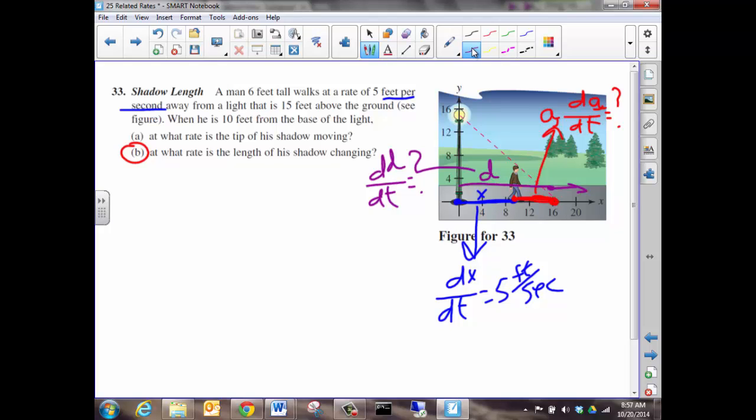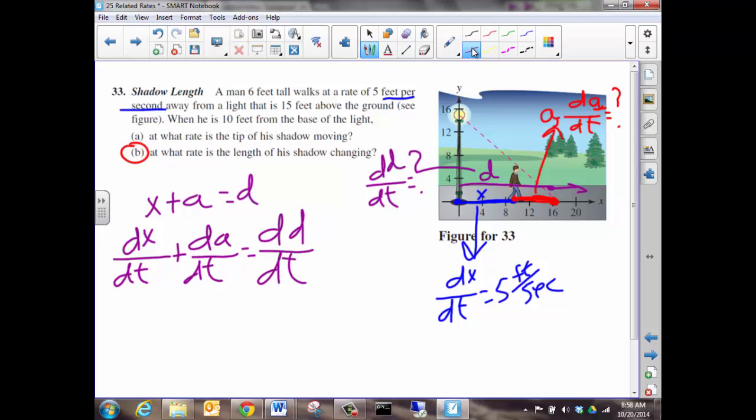Now, do we have any relationships between any of this stuff? Probably. Okay. Very good. We know x plus A equals D. Would you agree with that? x is this blue line, A is the red line, and the blue plus the red. Remember, D is out to the tip. So then dx plus dA equals dD. Would you agree with that?